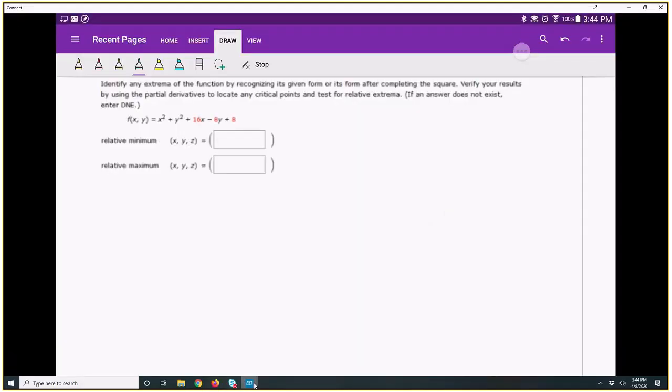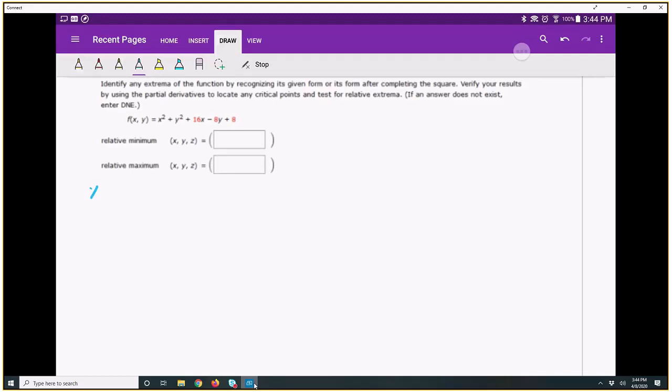Let us start talking about an application problem of the second order partial derivative rule. The problem you are seeing on the screen reads: identify the extrema of the function by recognizing its given form or its form after completing the square. At this point, we're just going to look at the function and approach it algebraically and understand the nature of the extremums. So let's write down the function.